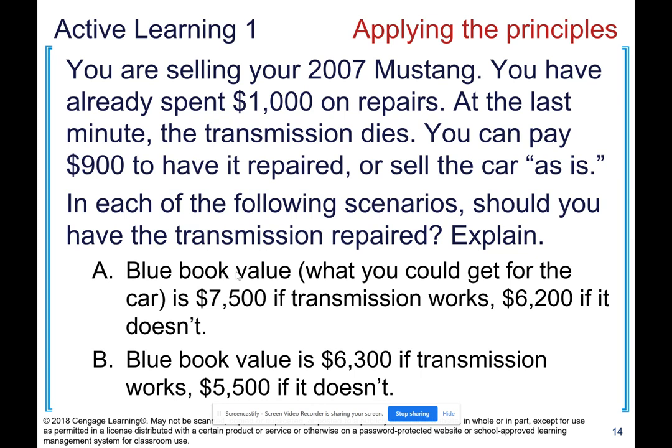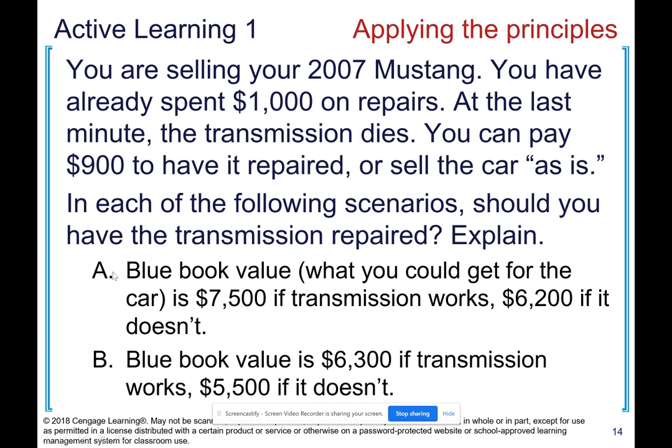You are selling your 2007 Mustang. You have already spent $1,000 to repair it. At the last minute, the transmission dies. You can pay $900 to have it repaired or sell the car as is. What would be involved in your decision making? In each of the following scenarios, should you have the transmission repaired?